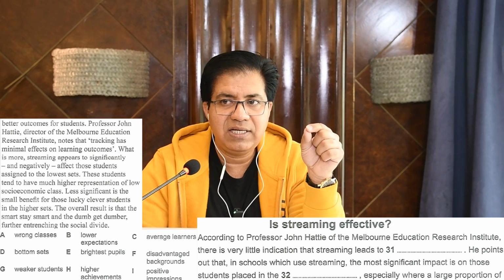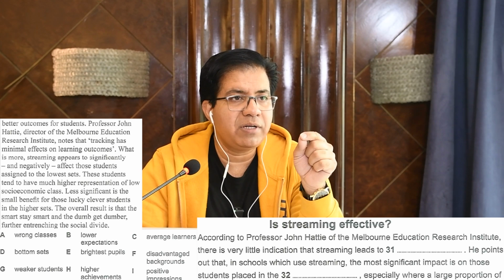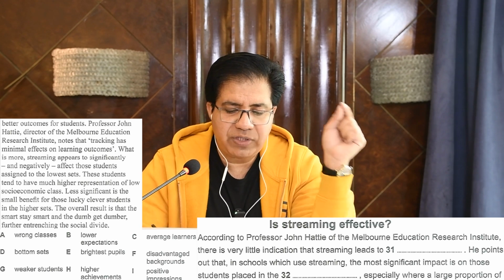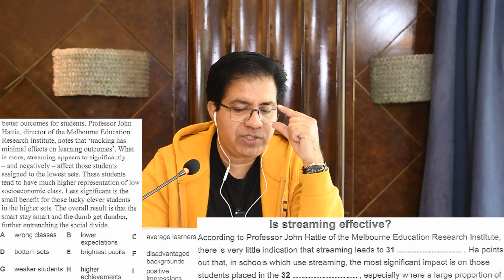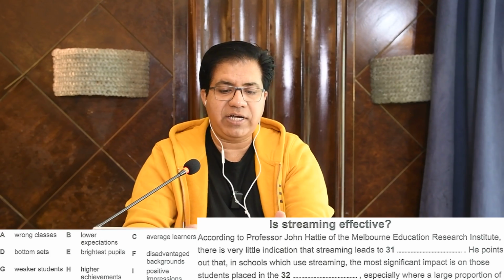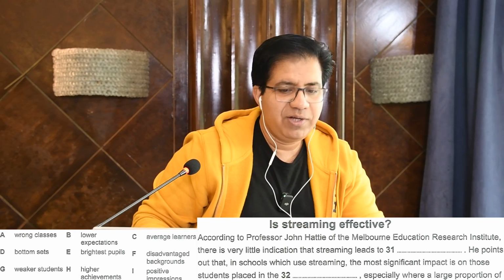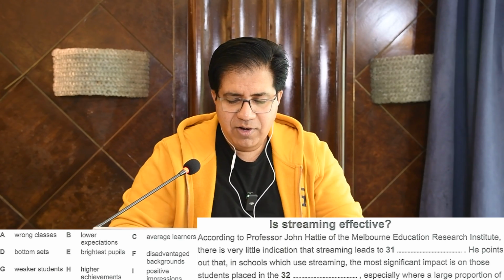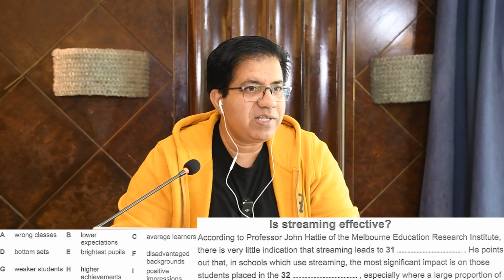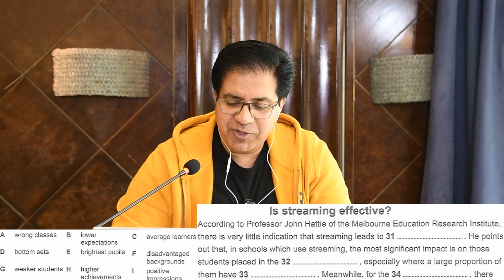For lowest, the right word is bottom. Lowest class, bottom class. Right? So D is the right answer for question number 32. By the way, you are doing academic IELTS reading section 3. This is the highest level of English. Okay? This is the English for the Queen of England or the President of America. Right? Okay.